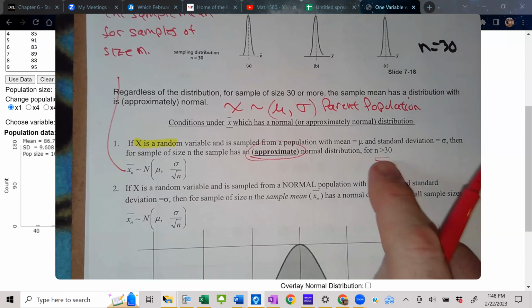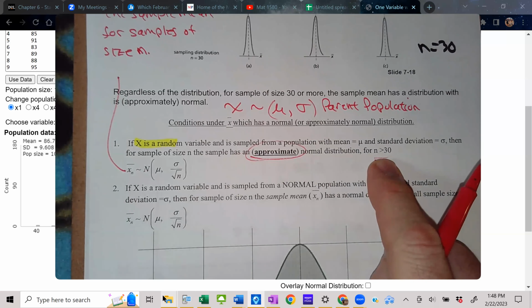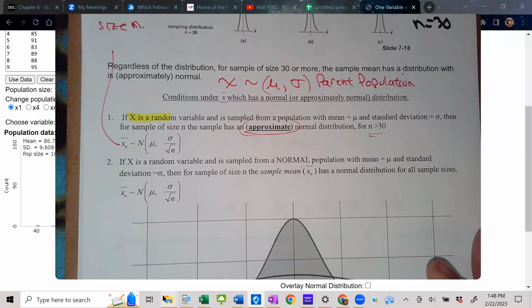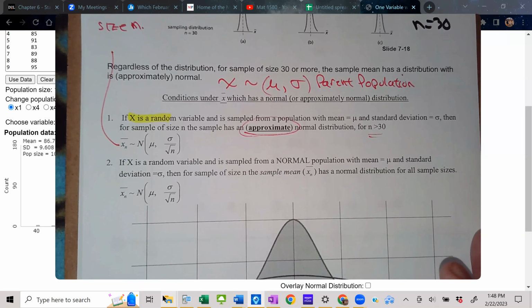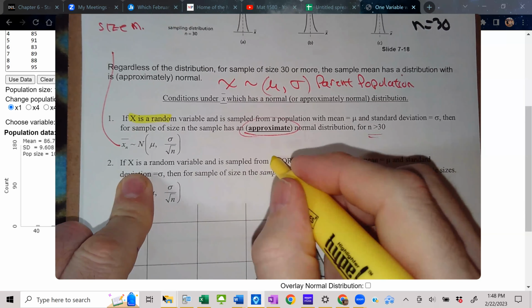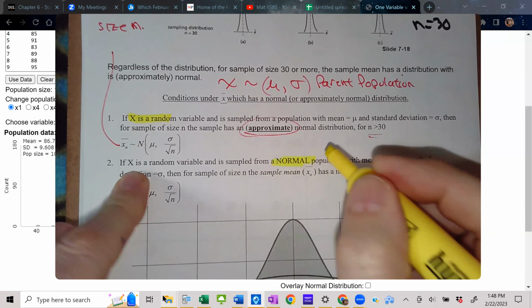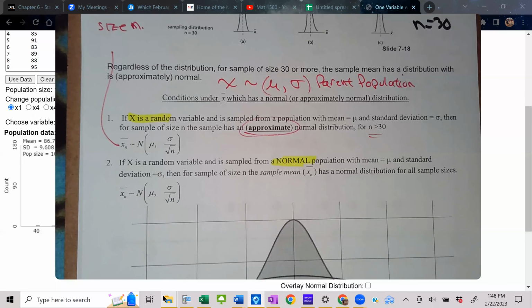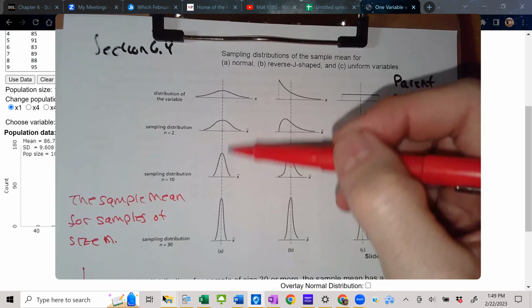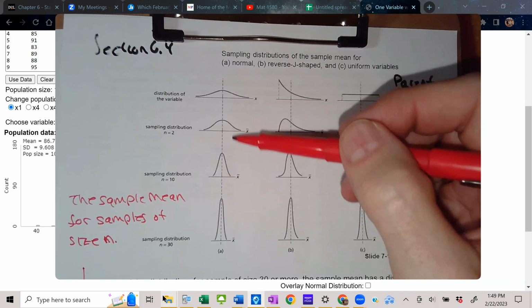And then do you want to include 30 or not? It's not going to really make a big difference. So that's one possibility. The other possibility is that I could sample from a normal distribution to begin with. And if I sample from a normal distribution to begin with, then at every stage, regardless of n, I'm going to have a normal distribution.